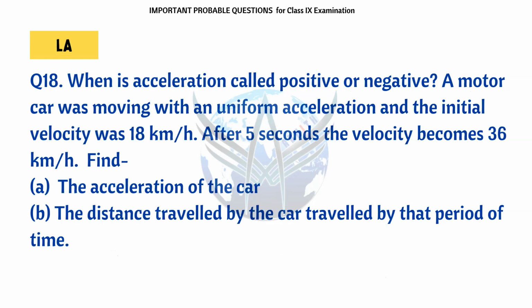Question number 18. When is acceleration called positive or negative? A motor car was moving with uniform acceleration and the initial velocity was 18 km/h. After 5 seconds, the velocity becomes 36 km/h. Find the acceleration of the car and the distance traveled by the car in that period of time. Okay, so we have to find acceleration and distance, and it also asks what is positive and negative acceleration.